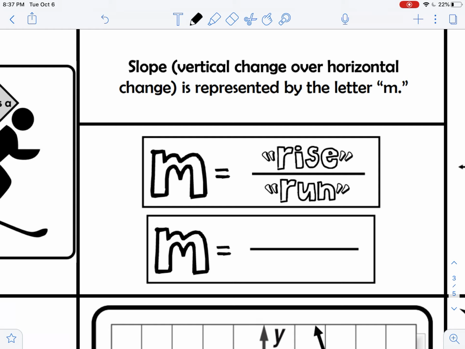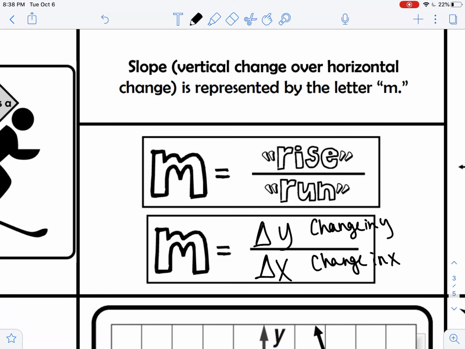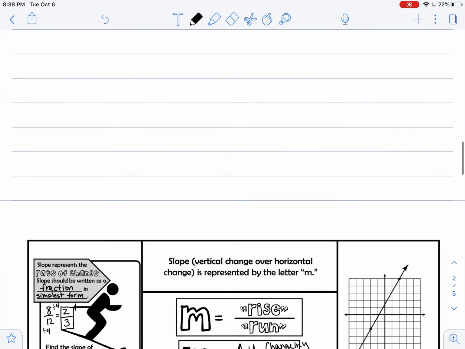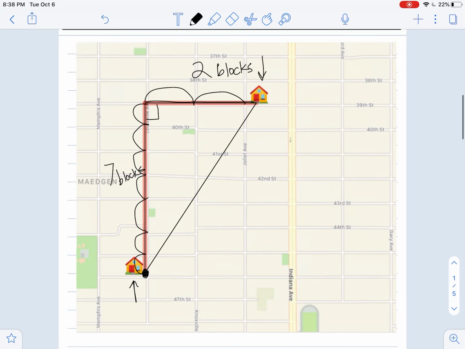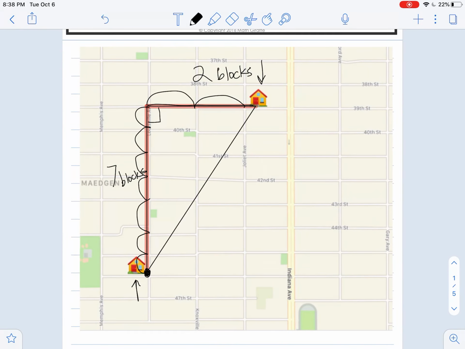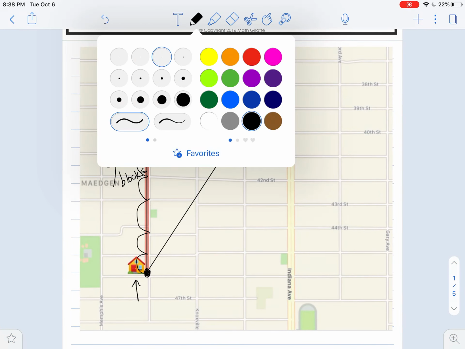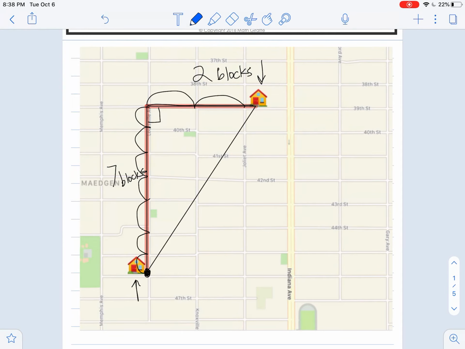The other thing you might see it written as is change in Y over the change in X. And again, that delta right there just means change. So the change in Y over the change in X. So let's talk about that for a second. I'm going to go back up here to our map, just to kind of give you some context of this. So let's pretend for just a second that we have a coordinate grid here.